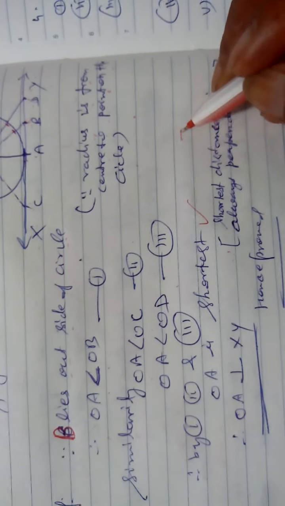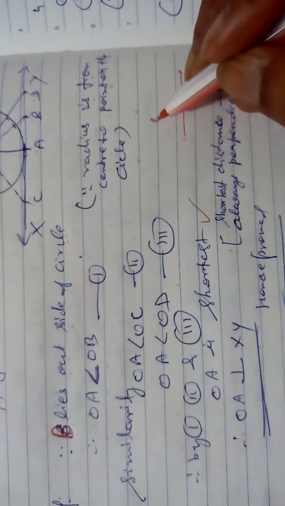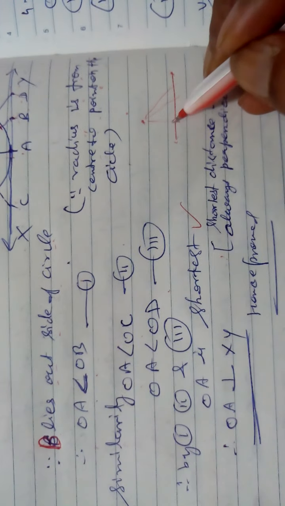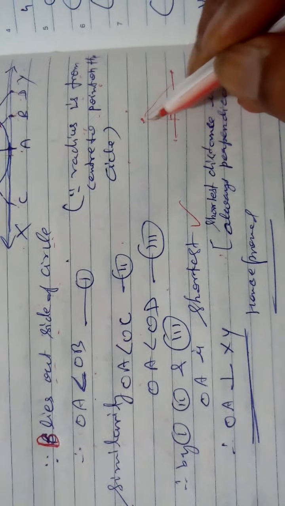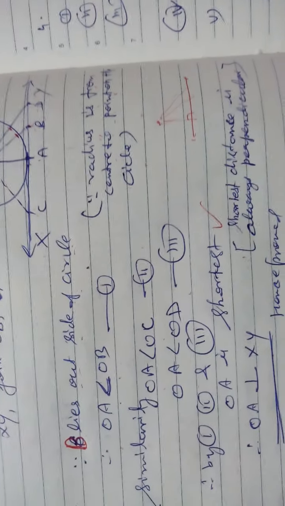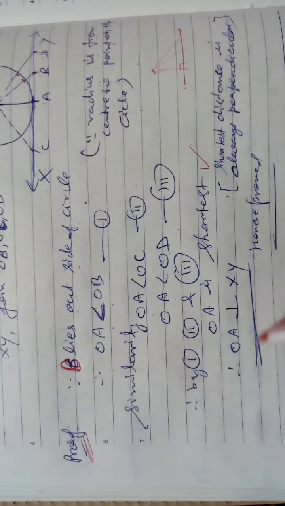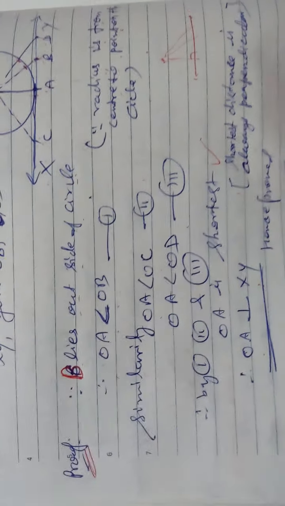If you want to measure the shortest distance, for example the shortest distance from the top and roof in your room, then you measure the perpendicular distance. So OA is perpendicular to XY, hence proved. Very important theorem. We will use this many times.